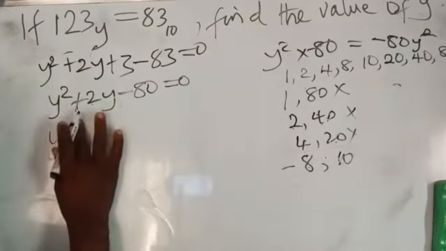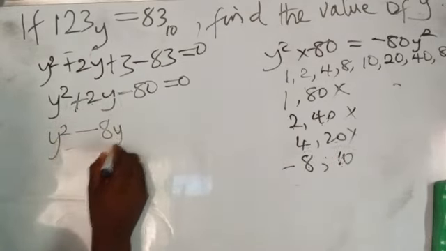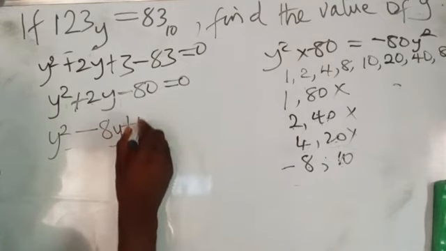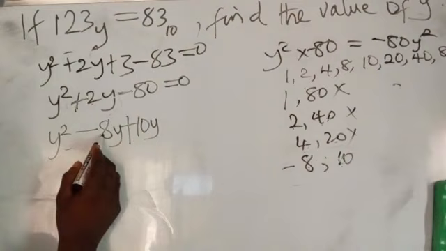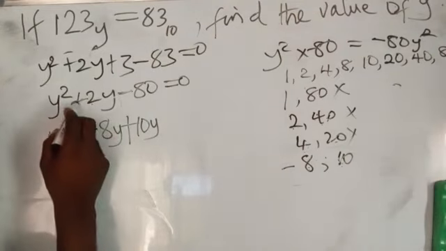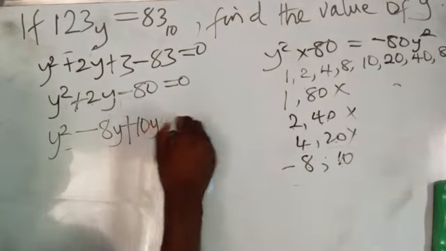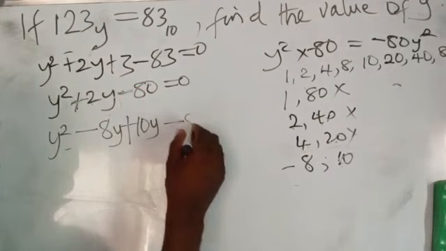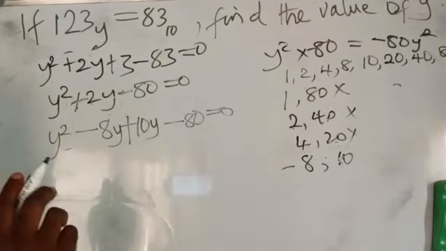We'll write minus 8y plus 10y. You see? So that minus 8y plus 10y will give us this plus 2y. Is that clear now? Minus this 80 equal to 0. Then, what else? We now have that.